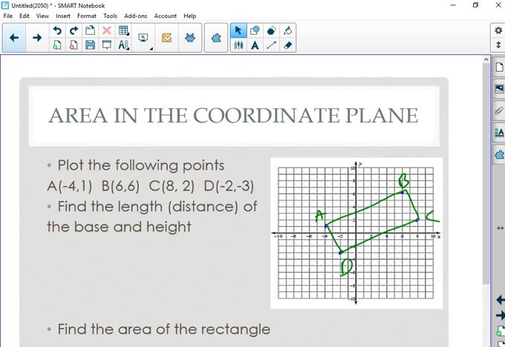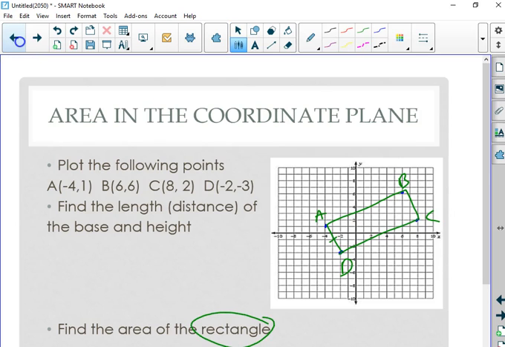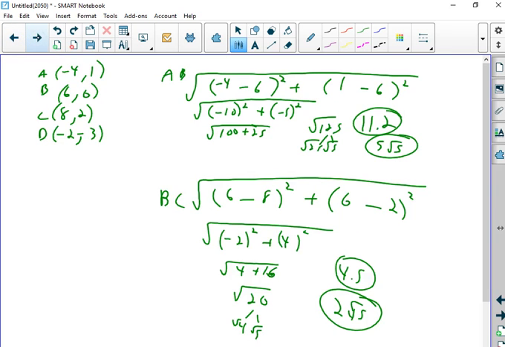Okay, so if you look at this, it says it's a rectangle. If you know it's a rectangle, then we know opposite sides are congruent. So I don't have to do 4 formulas, I only had to do 2. So if you notice here, you want to hit pause and copy this down, you can. You don't have to. You can just copy down the answers if you like. Or at least pay attention to what happened.